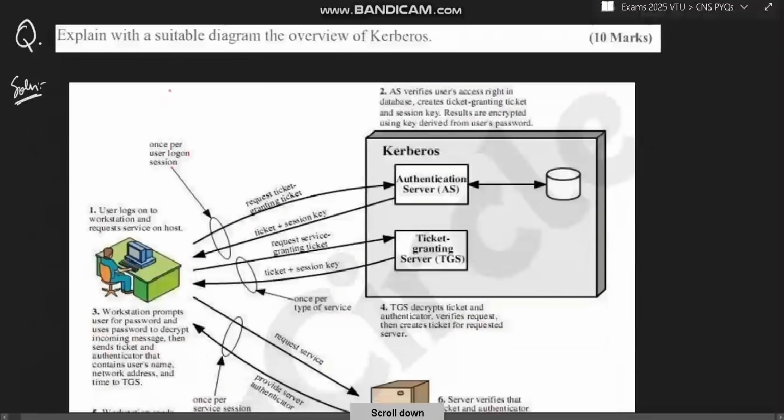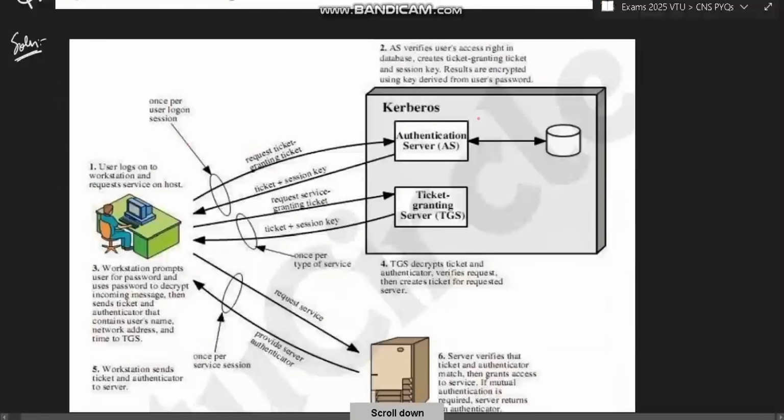Next is explain with a suitable diagram the overview of Kerberos. What is Kerberos? Kerberos is nothing but a service. It provides session keys and it provides authentication, those kinds of things.